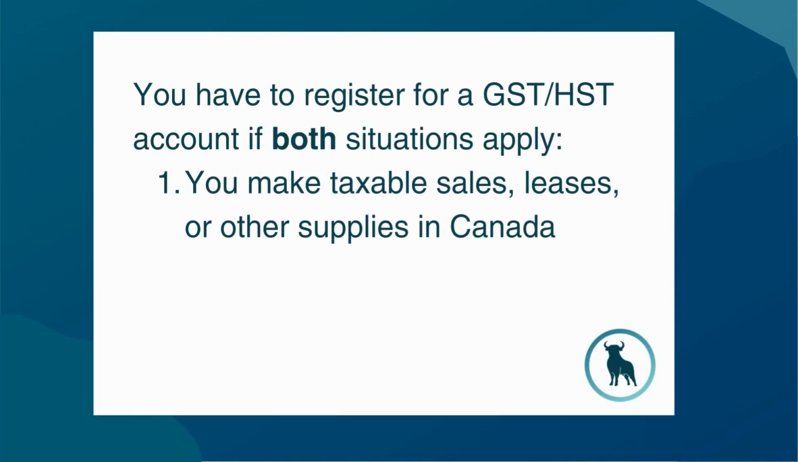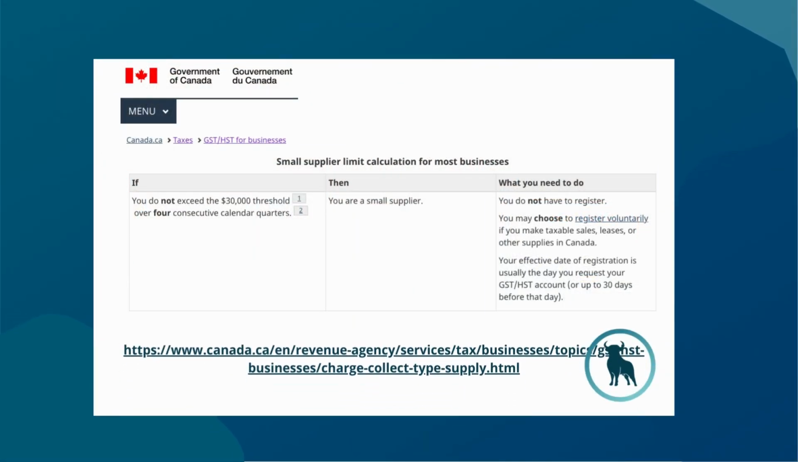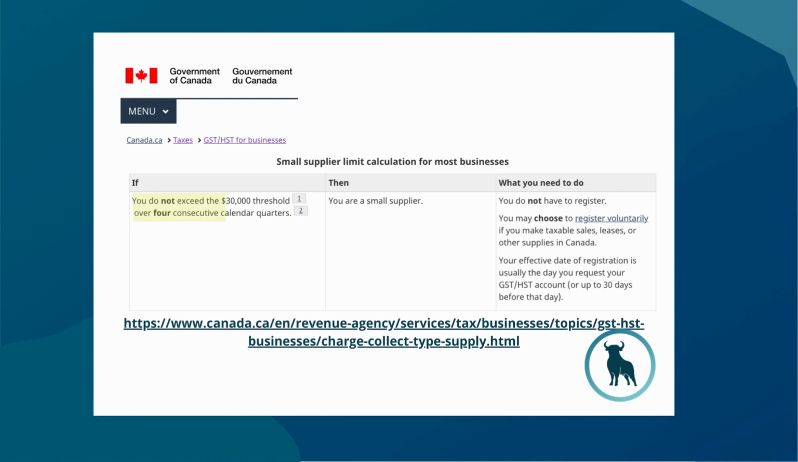And number 3, what are the requirements for registering for HST? You as a business have to register for GST or HST if both of these situations apply. Number 1, you make taxable sales, leases, or other supplies in Canada. Number 2, you are not a small supplier, and you are considered a small supplier by the CRA if your business makes sales of less than $30,000 in a single calendar quarter or over the previous 4 calendar quarters.